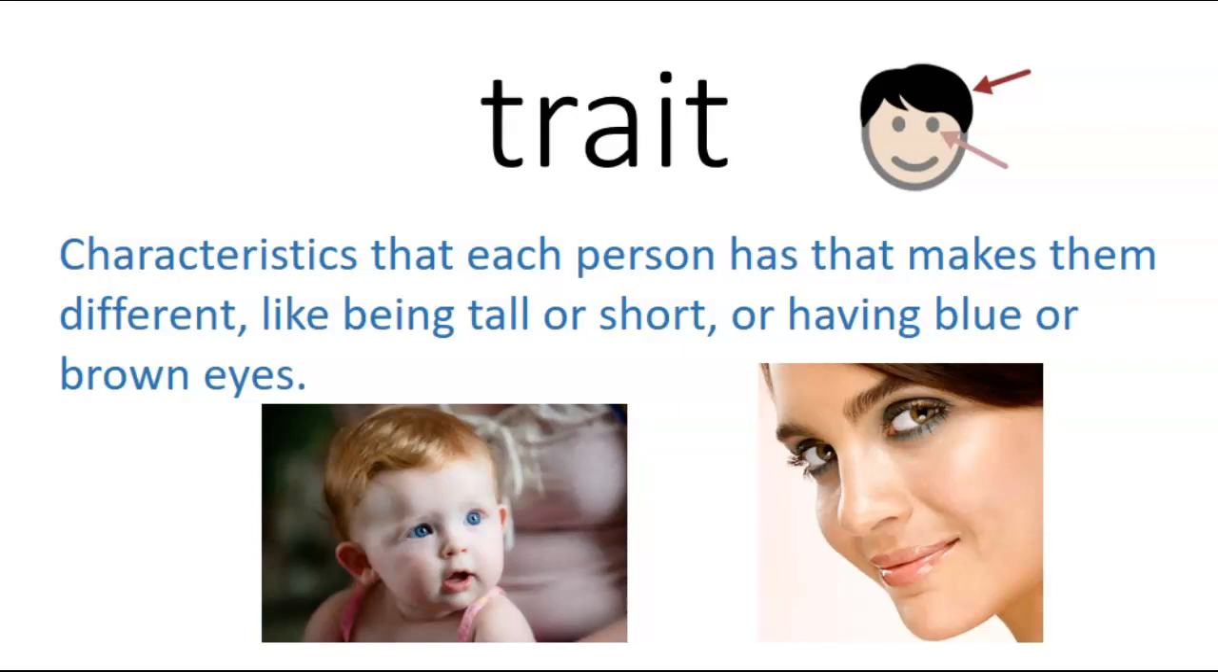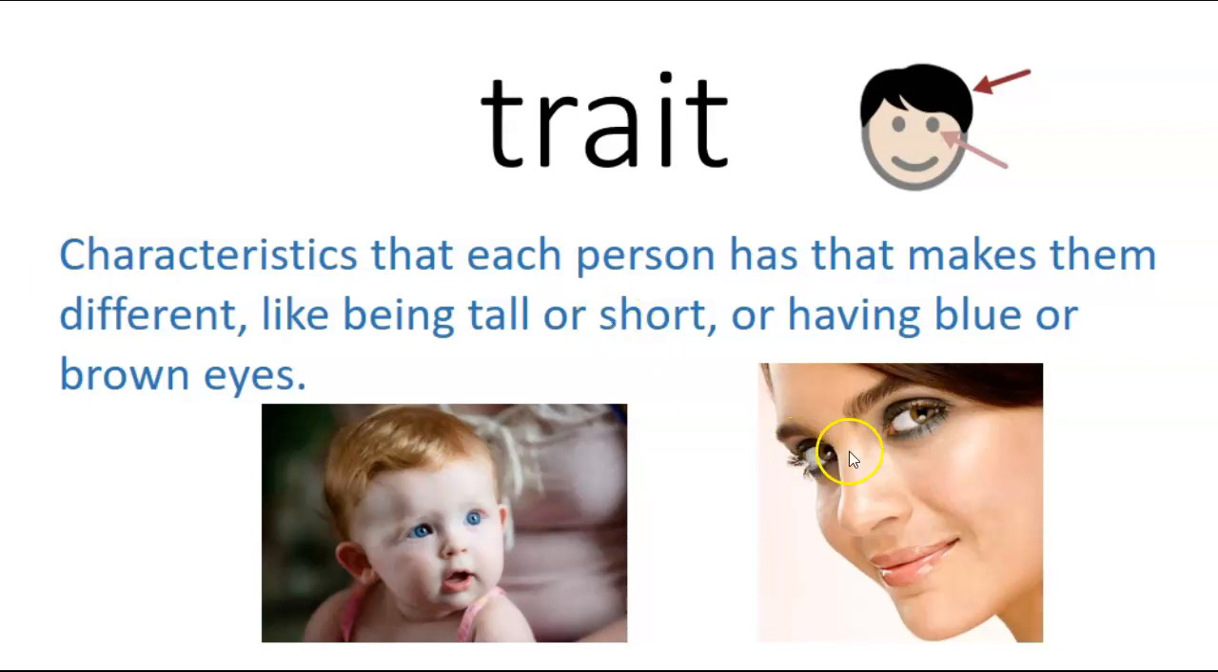Okay, our next vocabulary word is trait. Trait. See if you can say trait out loud, or write it, type it, or touch it. Traits are characteristics that each person has that makes them different, like being tall or short, or having blue or brown eyes.